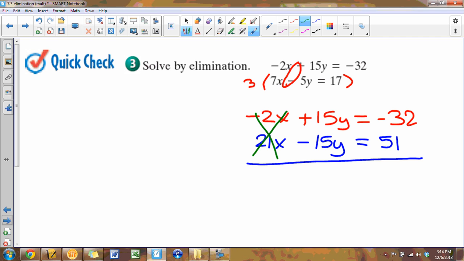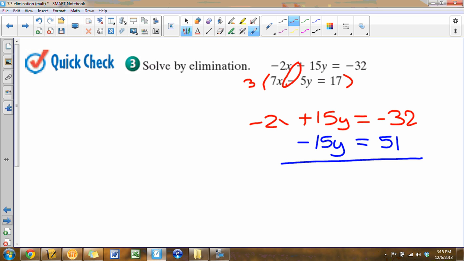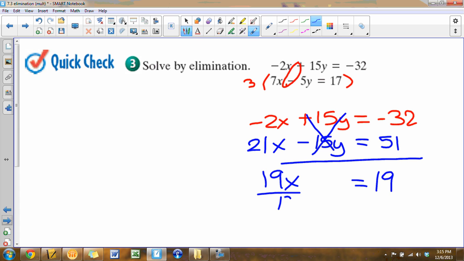Okay, so my x's eliminate. No, they don't. That's a 21, isn't it? Oh, sorry. Negative 2x. This is 21x. All right, 21 minus 2, 19x. The y's eliminate. There we go. Then negative 32 plus 51 is 19.